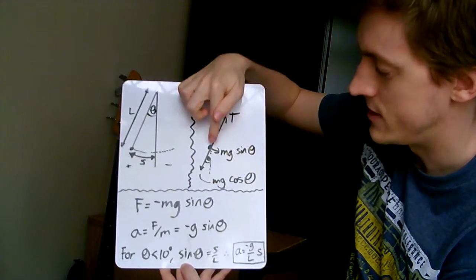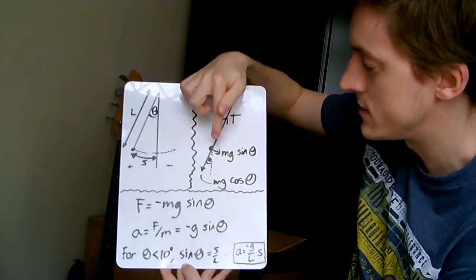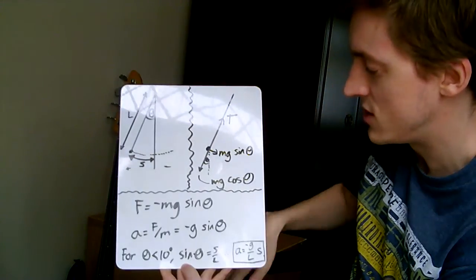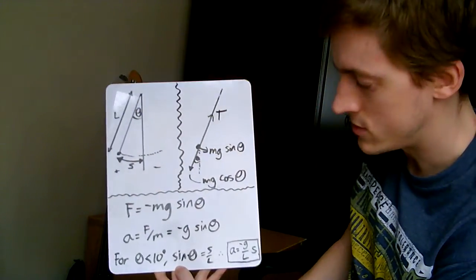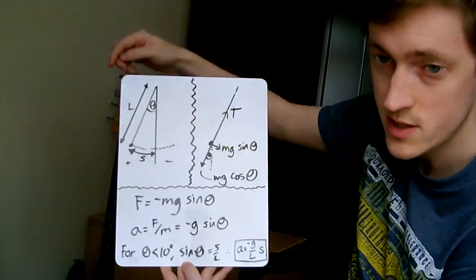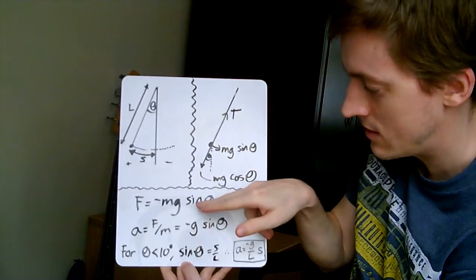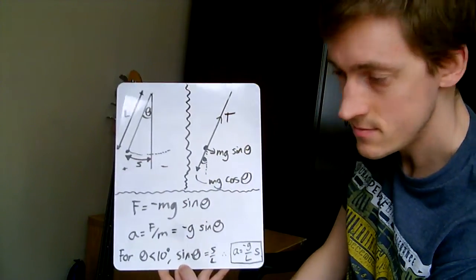The one that we're really interested in is the restoring force, the one that's trying to push it in towards the centre. That's going to be the one that's at 90 degrees to the string, and it's going to be mg sine theta. You'll notice that when I write the restoring force, I put a negative sign in. That's because it's acting towards the negative. It's a restoring force. So the force here is minus mg sine theta.